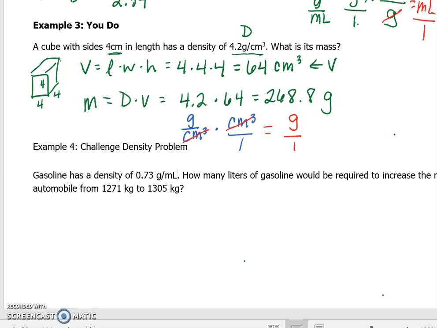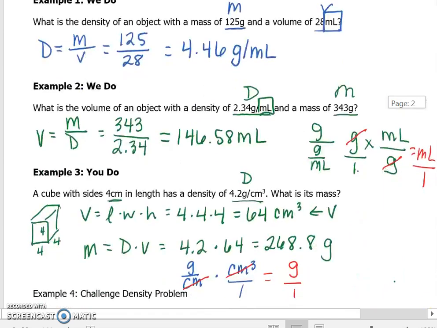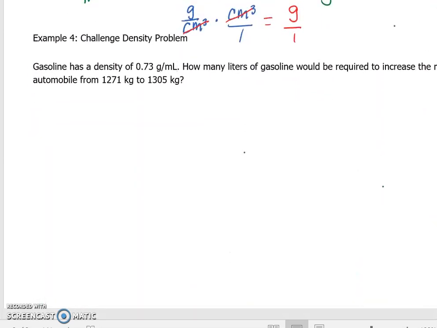Okay, so let's finish these notes with a challenge problem. All right, so let's scroll down a little bit. That was up. Let's scroll down.